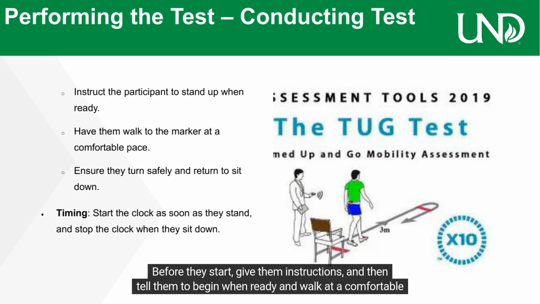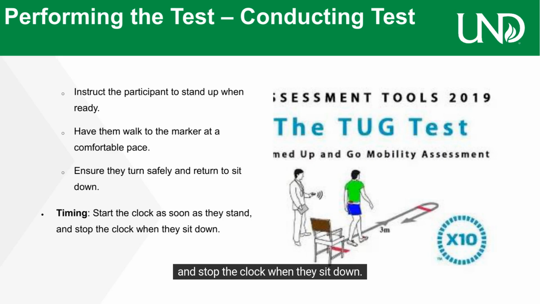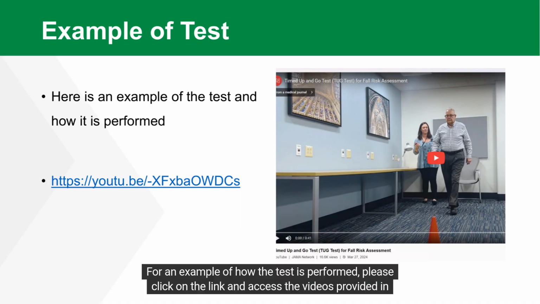Before they start, give them instructions and then tell them to begin when ready and walk at a comfortable pace. Monitor so they turn safely and return to the sitting position, and start the clock when they stand and stop the clock when they sit down. For an example of how the test is performed, please click on the link and access the videos provided in your LMS.